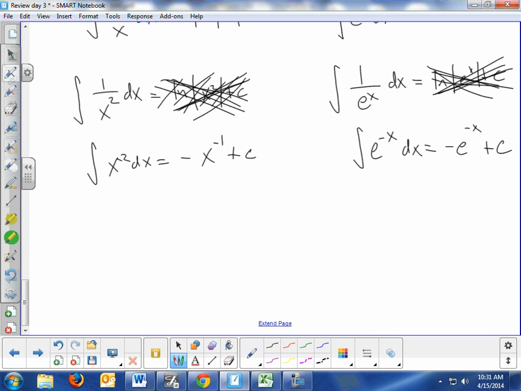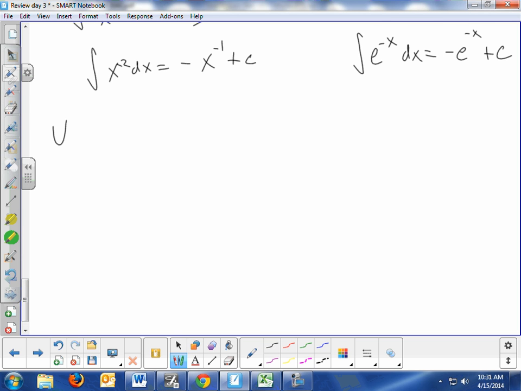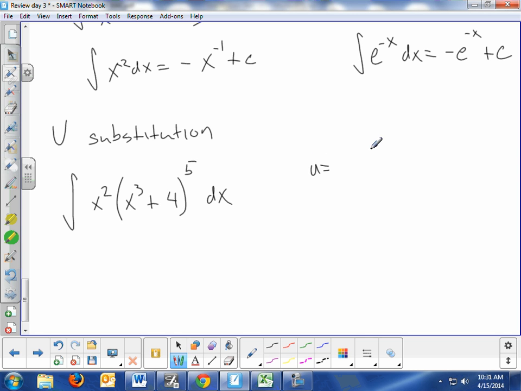So let's talk about u substitution. It was the one rule that helped us do a couple tricky antiderivatives. A good example we can use is, say, the antiderivative of x squared times x cubed plus 4, quantity to the 5th power. Let's remember we set u typically equal to the inside of a composition.